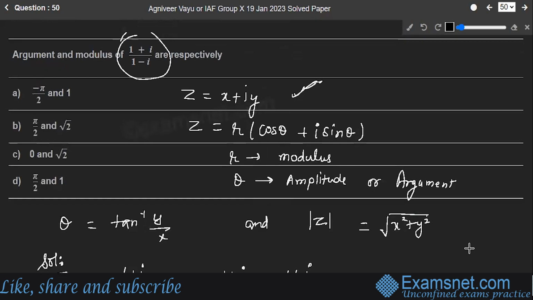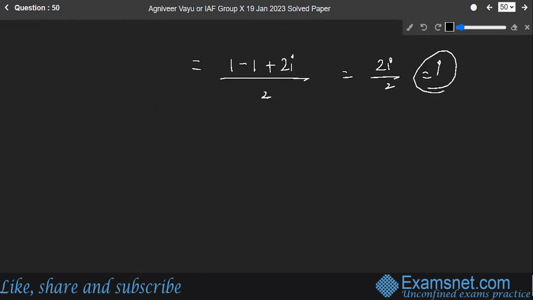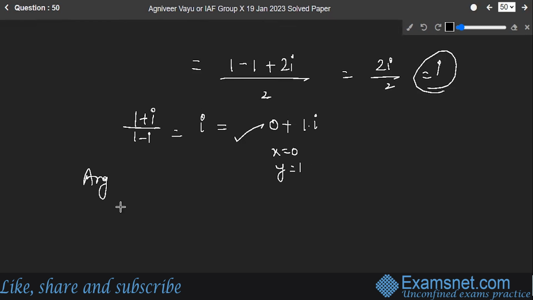Now we have to find out the argument and the modulus. We have solved this. This is not the answer. (1 + i)/(1 - i) is equal to i. Now, you know the argument. This i can be written as 0 + 1i. Here, x is equal to 0 and y is equal to 1.